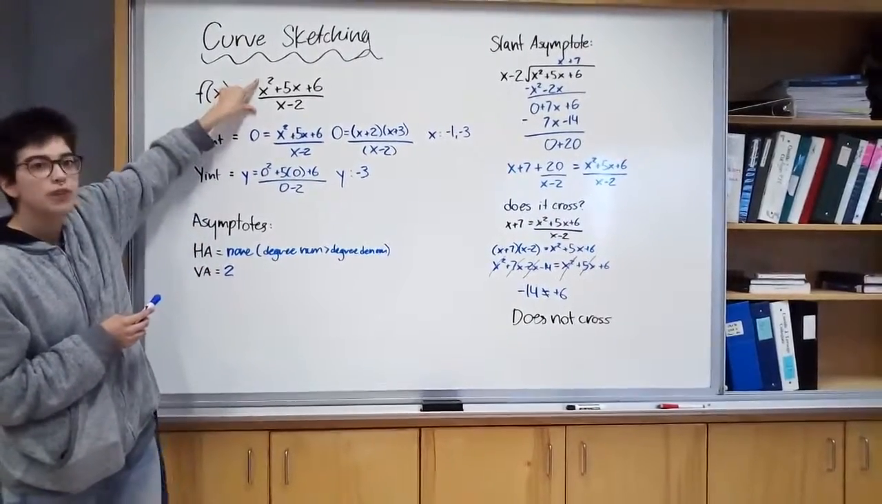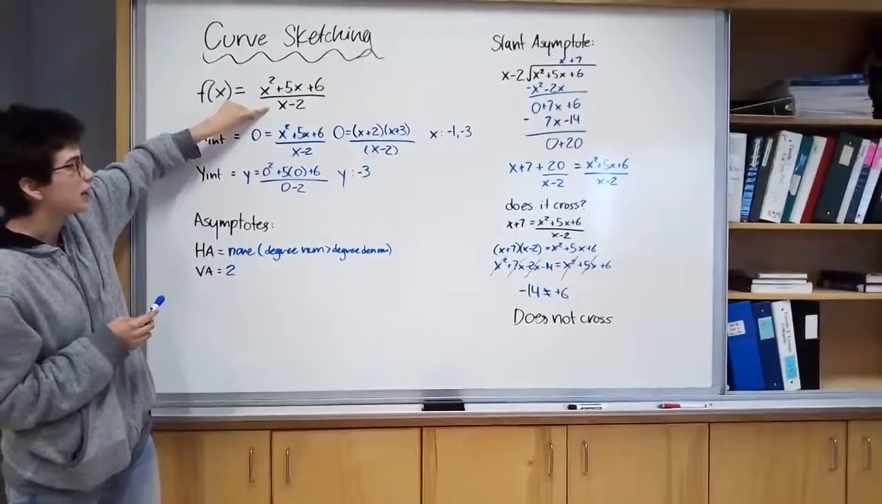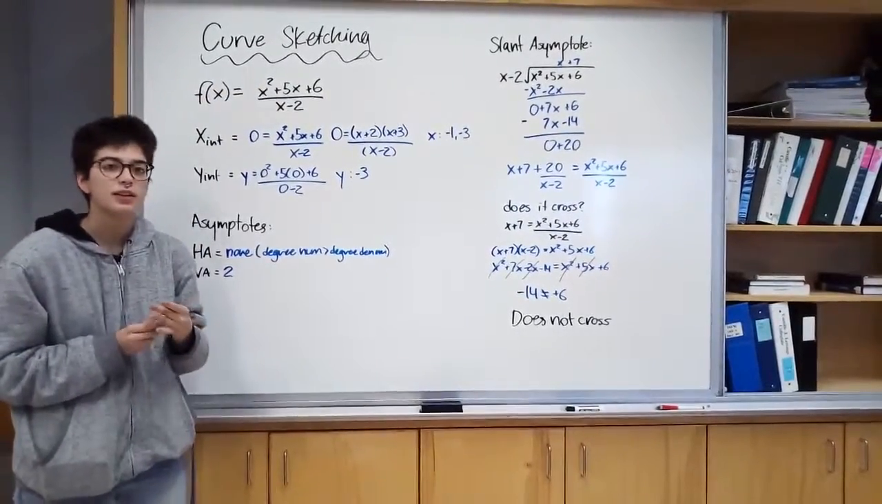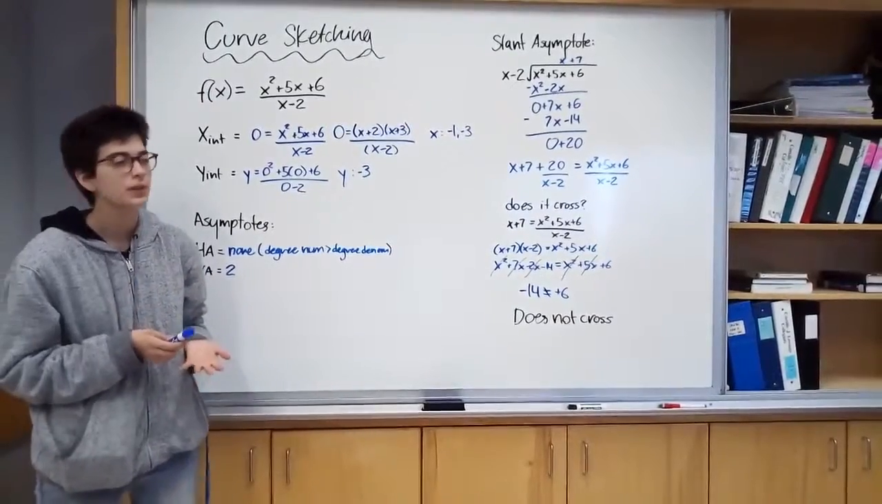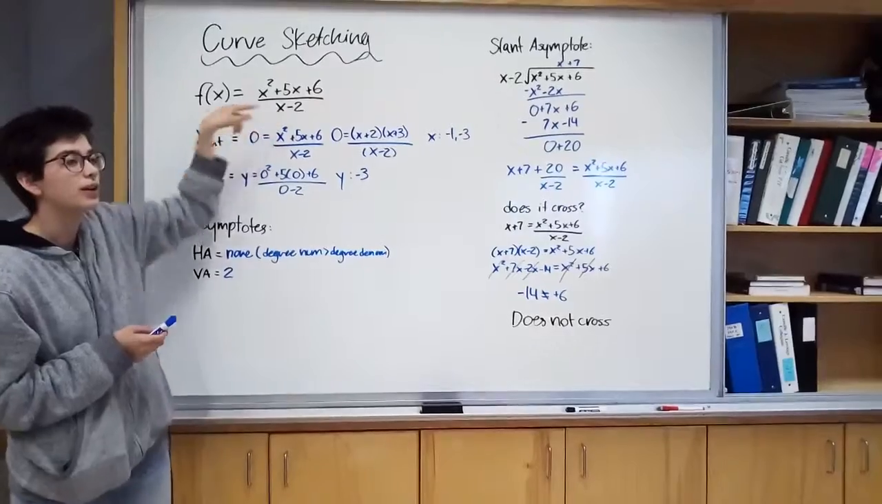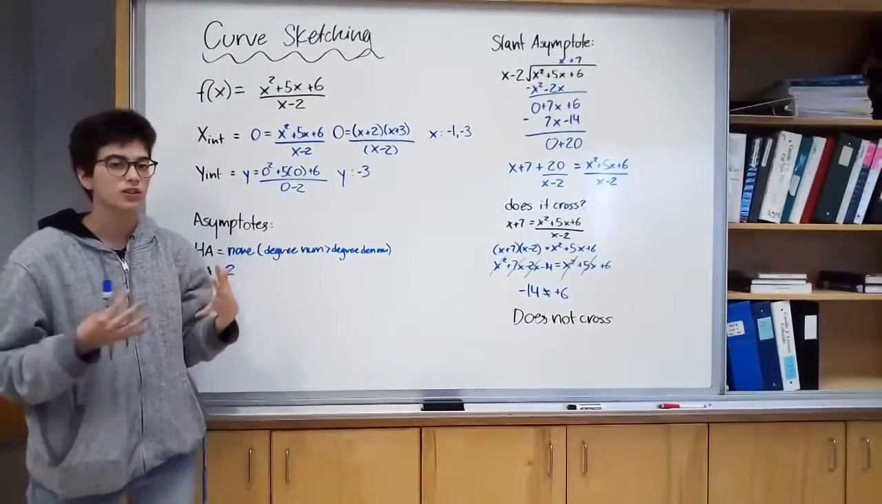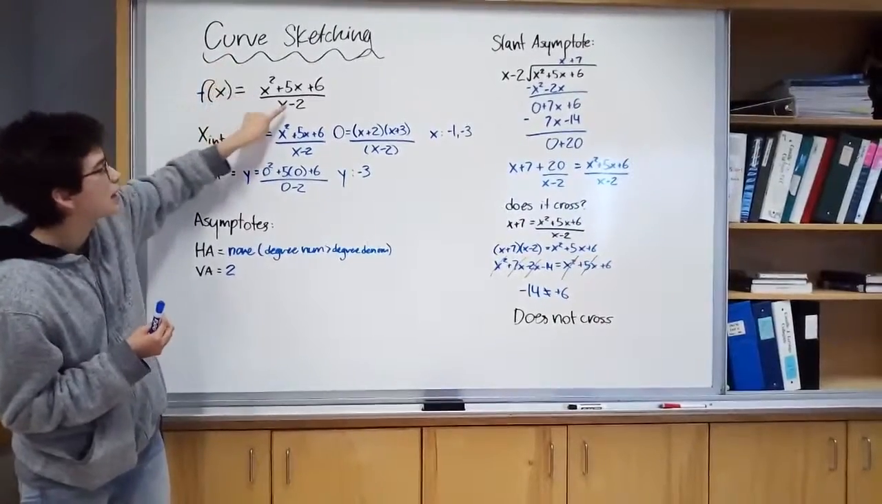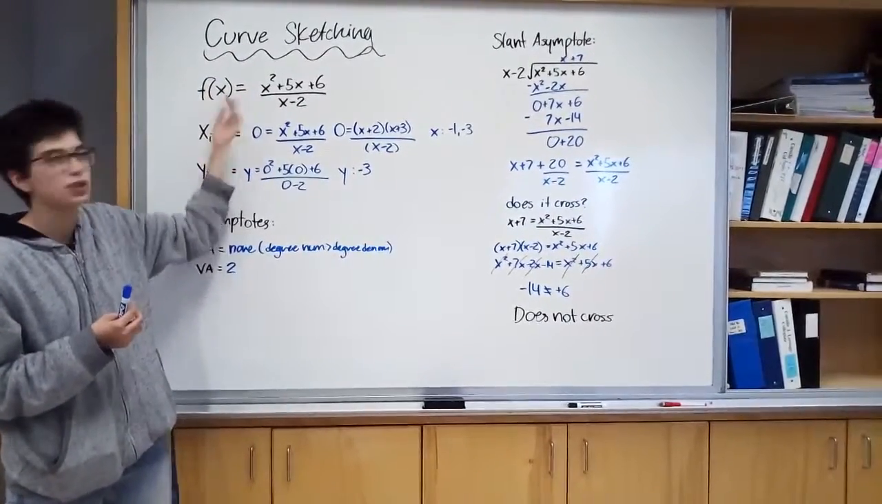When the degree of the numerator is smaller than the degree of the denominator, so let's say this was 3 and that was 2, then that means that the horizontal asymptote will be 0. When the degrees are the same, as if this x squared was an x squared, that means that the horizontal asymptote will be the leading coefficient. So if there was a 2 here and that was squared, then our horizontal asymptote would just be 2.